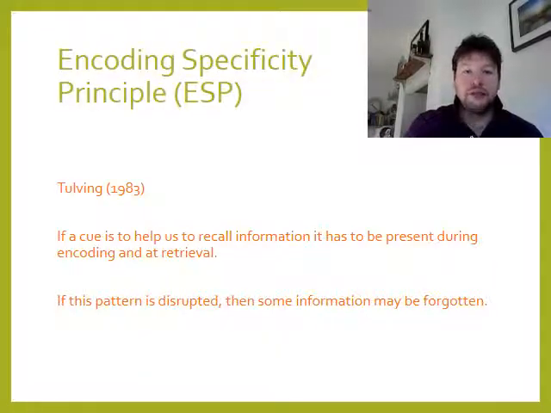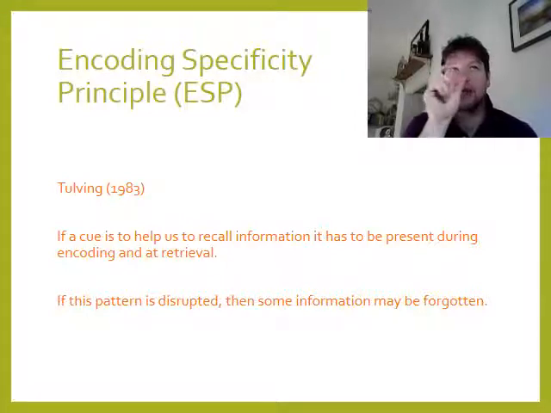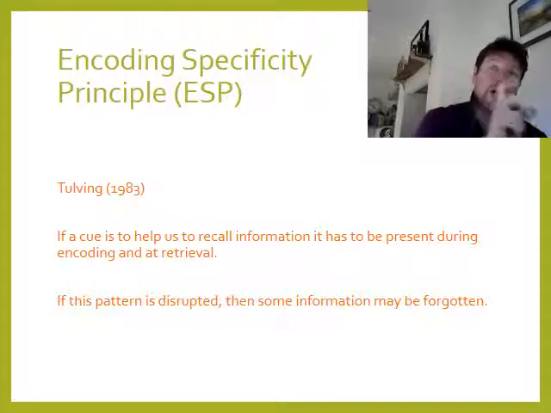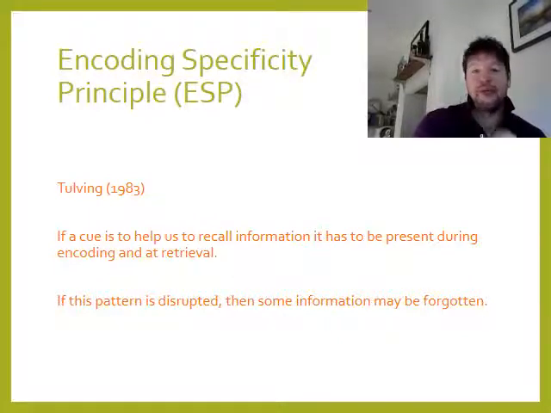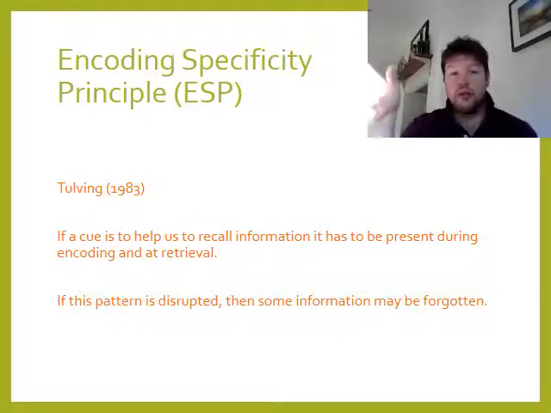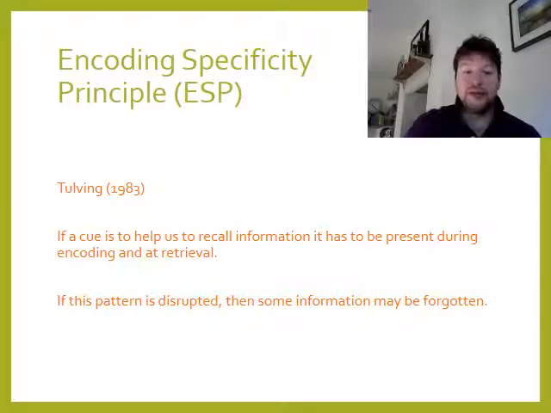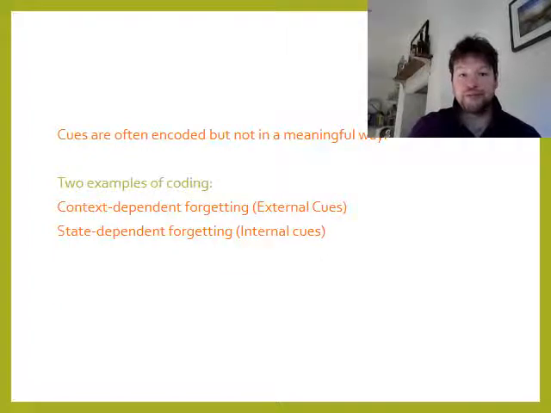Encoding specificity principle, Tulving, 1983. If a cue is to help us recall information, it has to be present during encoding and at retrieval. So it's just saying that that cue has to be there when we were encoding it, so when we were remembering it, and then it also has to be present when we're retrieving it. Okay, if this pattern is disrupted, then some information may be forgotten. Cues are often encoded, but not in a meaningful way.